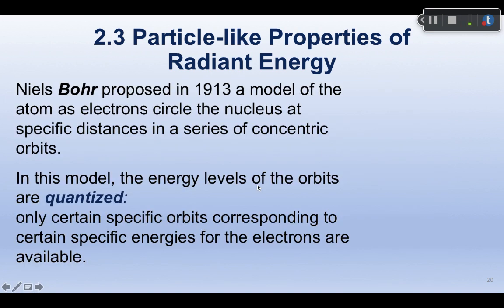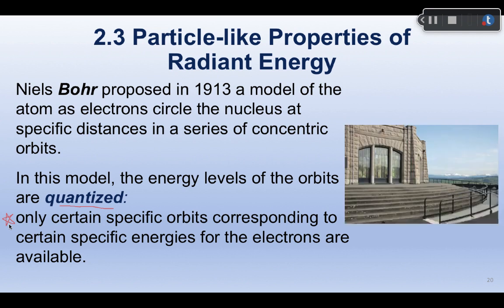So Niels Bohr, another famous scientist, proposed in the early 1900s a model of the atom in which electrons circle the nucleus at specific distances in a series of concentric orbits. That is represented by a diagram we will see in a moment. In that model, the energy of the orbits is quantized. In other words, only certain places around the nucleus are allowed for these electrons, corresponding to specific energies for those electrons. You can't be just everywhere, only certain ones are possible.